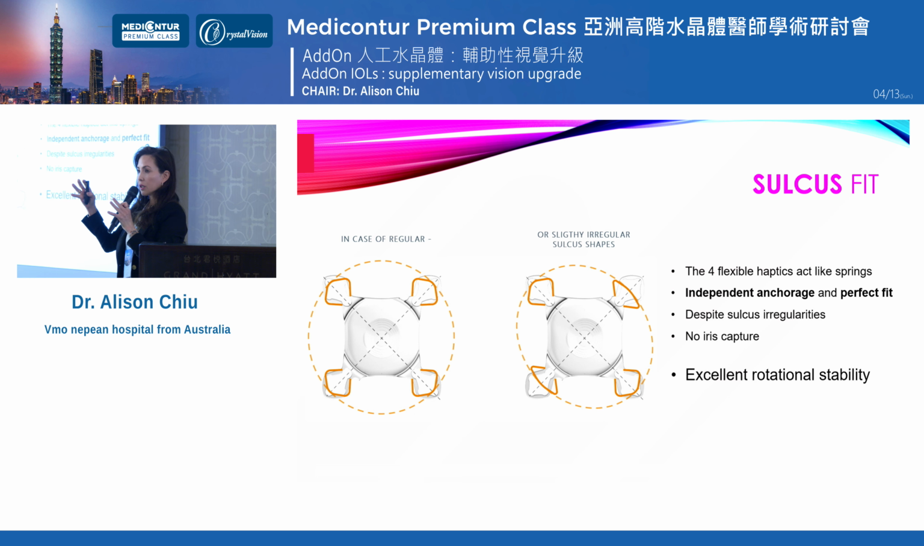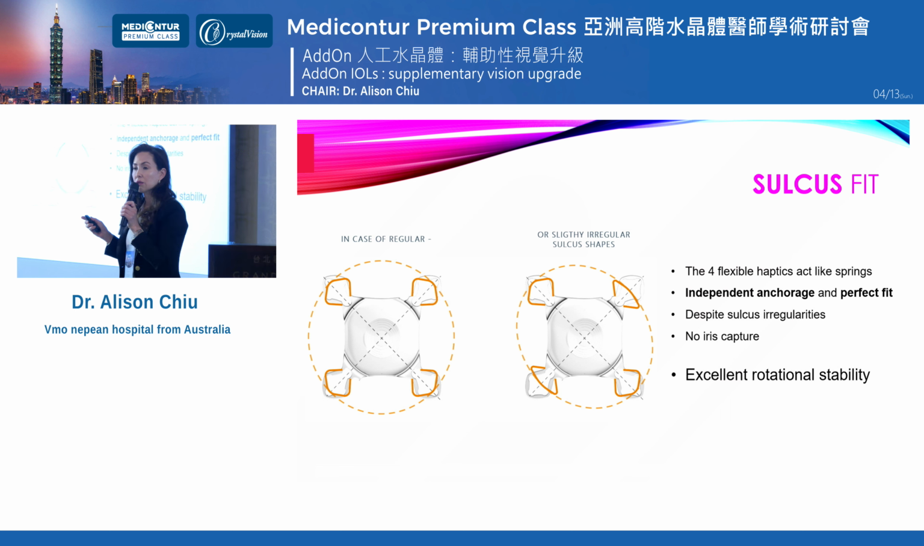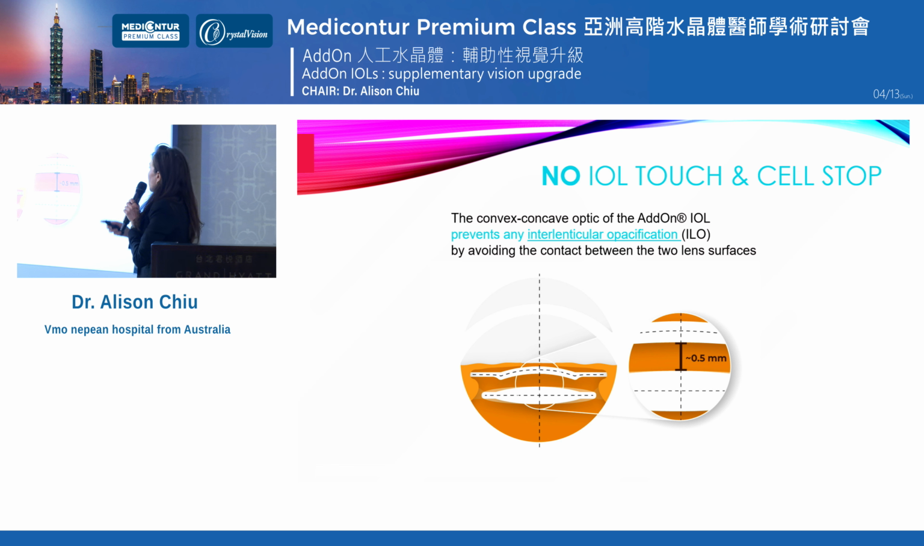Because of the size of the optic, we don't see pupillary capture of the lens, and it has excellent rotational stability. We know there are other sulcus lenses available that we've had for a long time. They're not rotationally stable, so do not expect that you'll be correcting astigmatism effectively. They spin. So I spoke about the interlenticular opacification. It's just not a conversation with this lens at all.